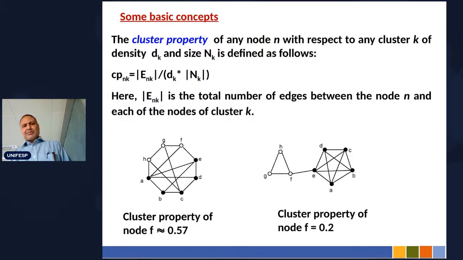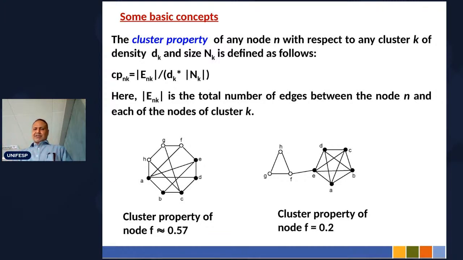So to tackle the periphery, we introduced a concept called cluster property of a node. The cluster property of node F here in the context of this cluster is only 0.2, and the cluster property of node F here in the context of this cluster is 0.57. So you see this measure is higher, so this indicates that this is part of this cluster, and this is not part of this cluster because this is lower.